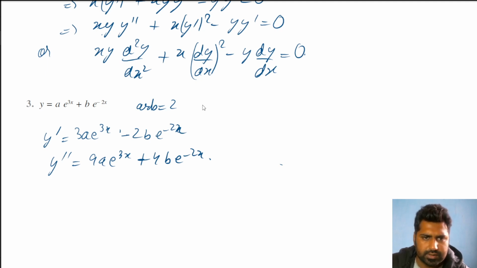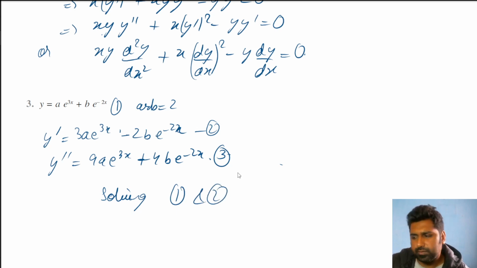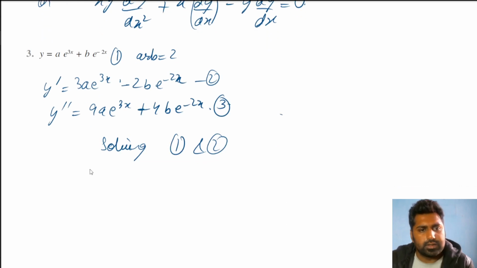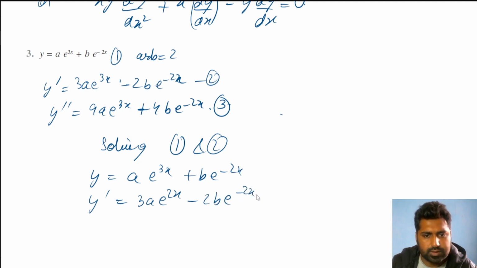Let's take these two equations. First, this is second, this is third. What I am doing is solving 1 and 2. Now, this is also a sort of a different idea. So if we solve 1 and 2, y is equal to a e raised to power 3x plus b e raised to power minus 2x. This is y dash is equal to 3a e raised to power 3x minus 2b e raised to power minus 2x.